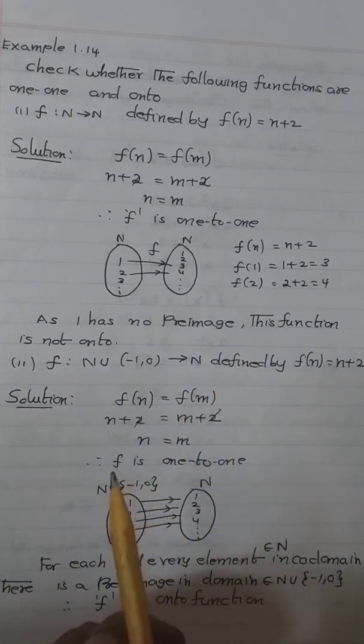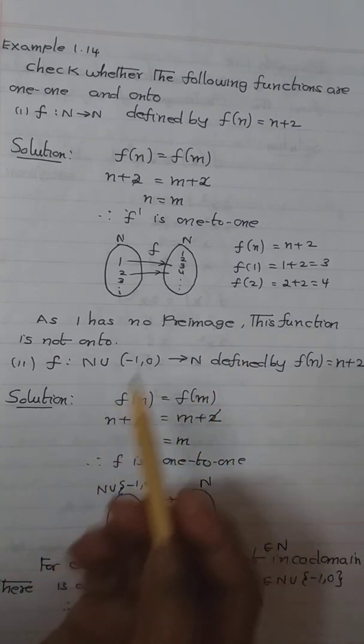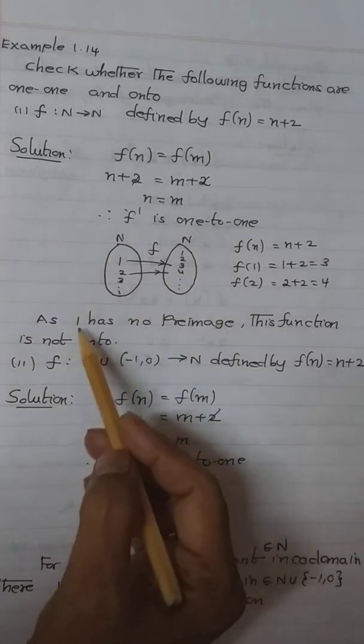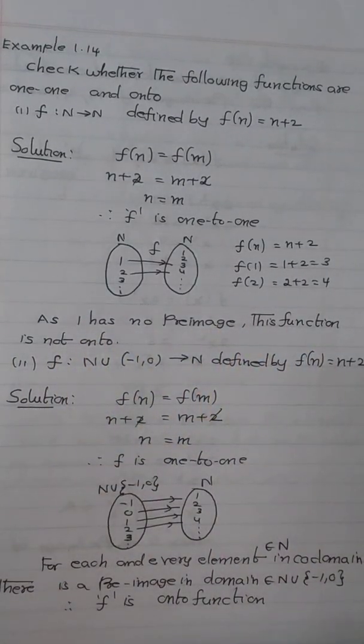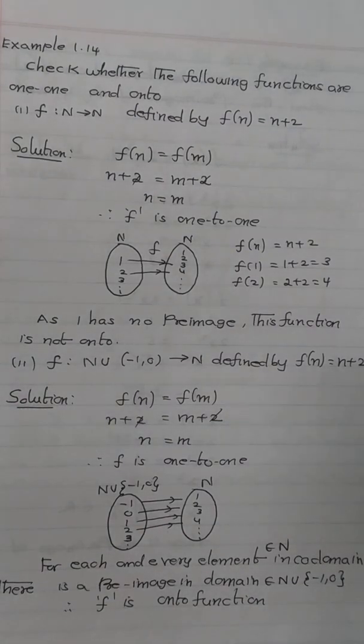To prove it wrong, giving one element is enough. If you want 2 also you can tell, that is up to you. As 1 has no pre-image, this function is not onto. So this function is not at all onto.